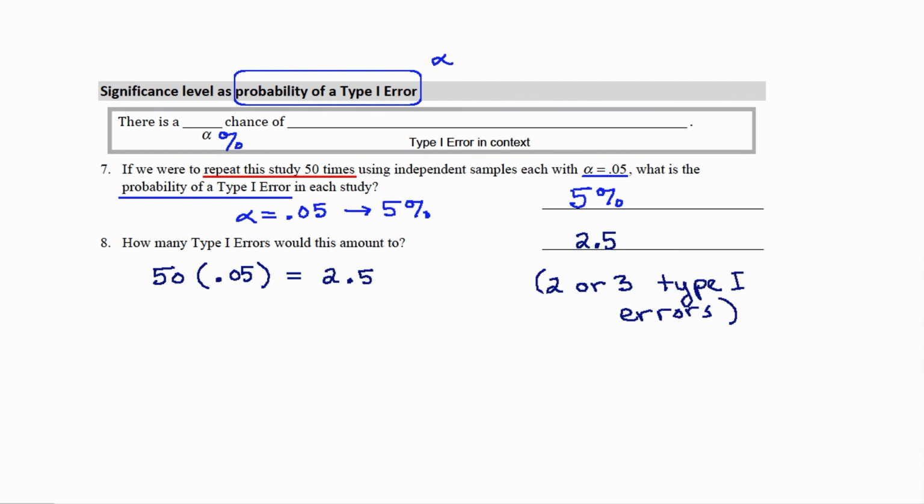Thinking about alpha as the probability of a type 1 error helps us to understand what the importance is in determining whether alpha should be small or large. How acceptable is it to make a type 1 error? So that's what we're going to look at is several examples in context.